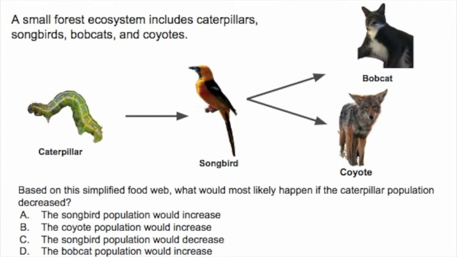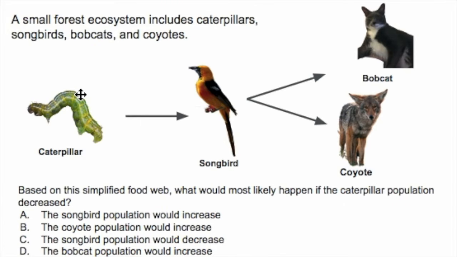Okay, so basically, we want to think about what would happen if the caterpillar population decreased. So let's go one by one here. Answer choice A. The songbird population would increase. Well, according to our food web, the songbirds are higher in the food chain than caterpillars, so the songbirds are going to eat caterpillars. So if there are fewer caterpillars, that means the songbirds are going to have less food. And if the songbirds have less food, unfortunately, more of the songbirds are going to starve and they're not going to make it. So tragically, the songbird population would decrease if there are fewer caterpillars.